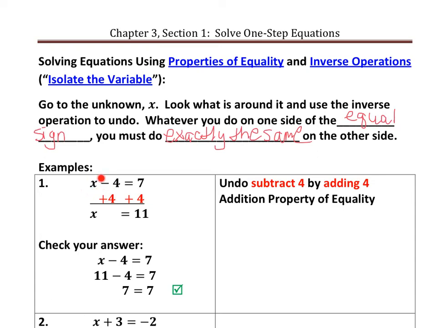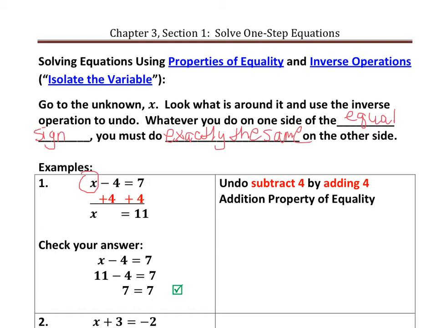I said go directly to the unknown. So go directly to that variable. Look what's around it. What is around it is subtraction of 4. We need to undo subtraction. How do we undo subtraction? Well, the inverse operation of subtraction is addition. So we're going to add 4 to get this subtract 4 out of there. But whatever we do on one side of that equal sign, we got to do exactly the same thing on the other to maintain equality.